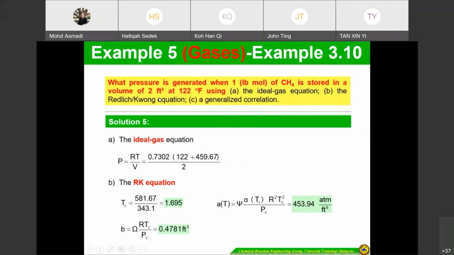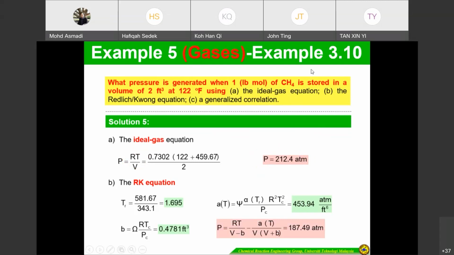So let's see this example for the gas. What pressure is generated when 1 pound mole of methane is stored in a volume of 2 cubic feet at 122 degrees Fahrenheit, using the ideal gas equation, Redlich-Kwong and generalized correlation? By using the ideal gas equation, it is direct. You just calculate and you can get 212.4.